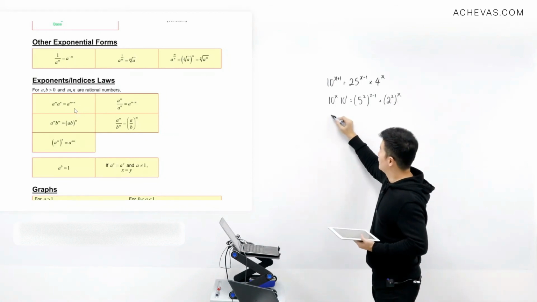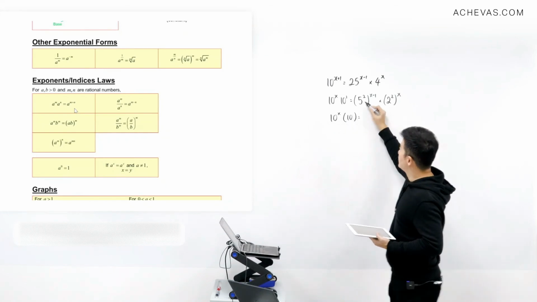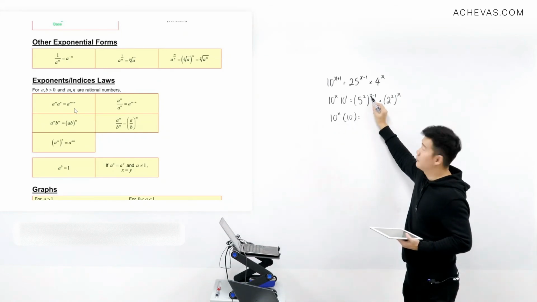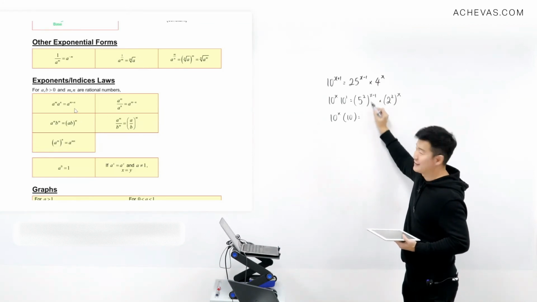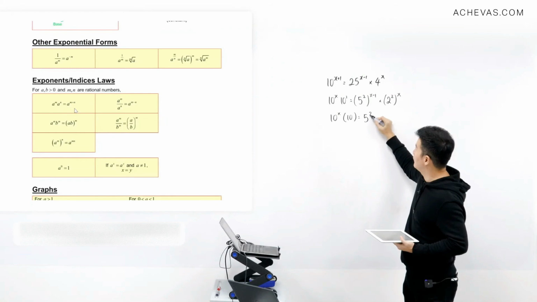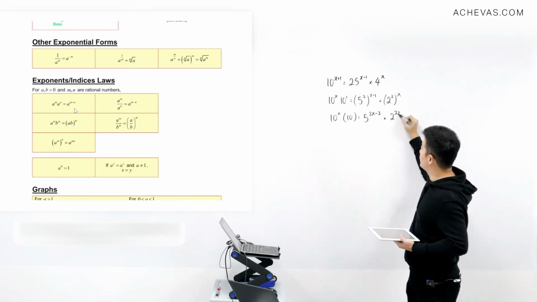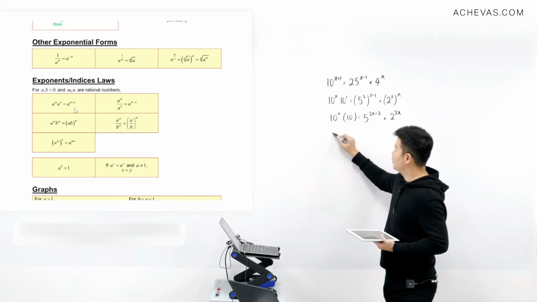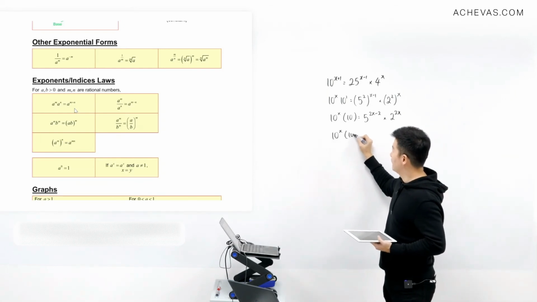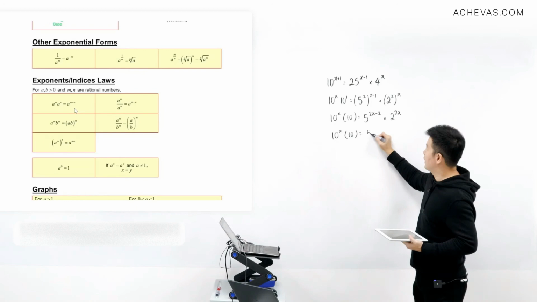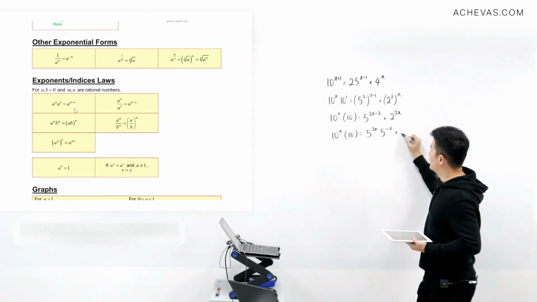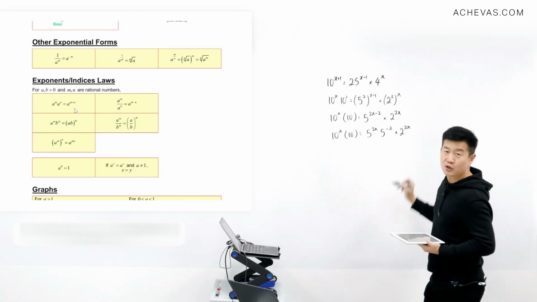So now we have 10 to the power of x multiplied by 10. This is going to be 5 to the power of 2 times this. So it is going to be 5 to the power of 2x minus 2 times this is going to be 2 to the power of 2x. And I'm going to re-express this further as 5 to the power of 2x, 5 to the power of minus 2 times 2 to the power of 2x.